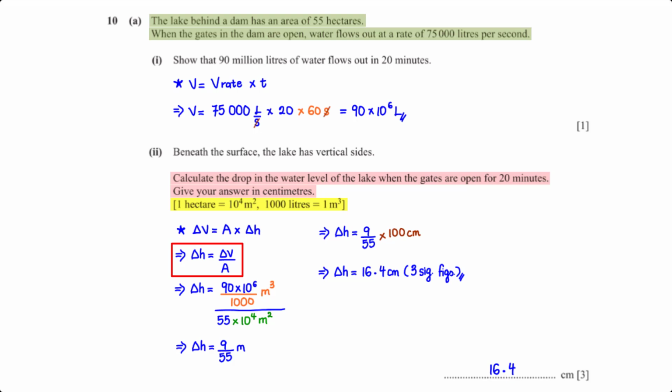The drop in the volume of the water is 90 times 10 raised to the power 6 liters, which we convert to meters cubed by dividing by 1000. The cross-sectional area of the lake is 55 hectares, which we convert to meters squared by multiplying 55 by 10 raised to the power 4. When we type this into the calculator, we get 9 over 55 meters. We need our final answer to be in centimeters, so we multiply 9 over 55 by 100 to convert it to centimeters. When we type this into the calculator, we get 16.4 centimeters rounded to 3 significant figures.